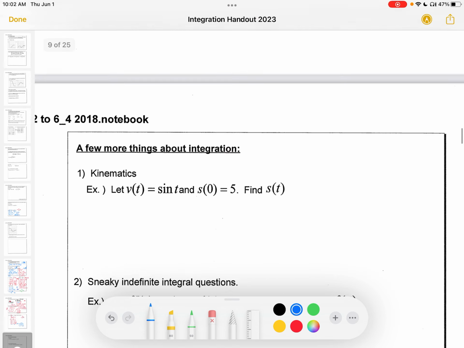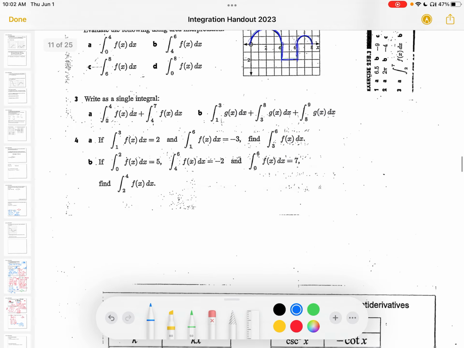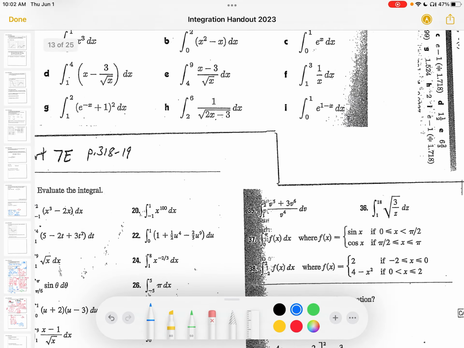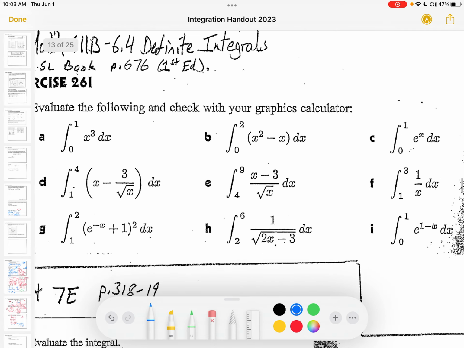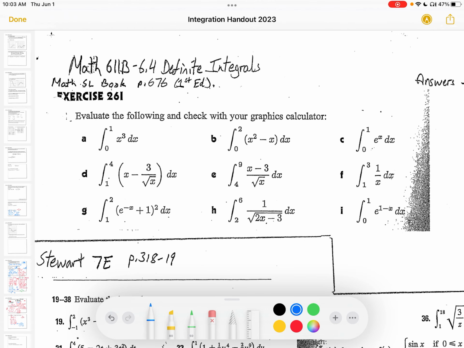So what do we do to do some practice on this? Well, further in this integration handout, there is some definite integral practice. Okay, this says Math 611B, definite integrals. I would do A, B, C, maybe F on this one, maybe D as well. And just pick away at a few of them. If you want to do more, you can.